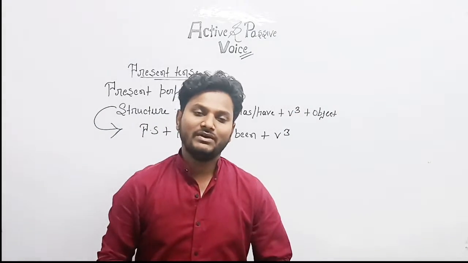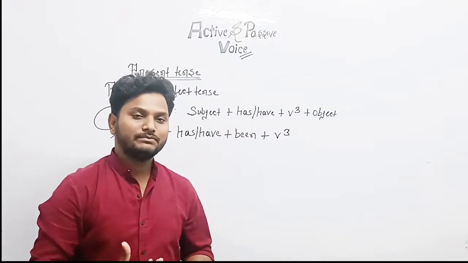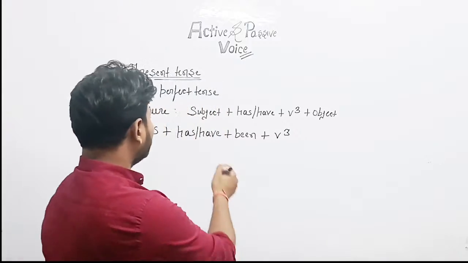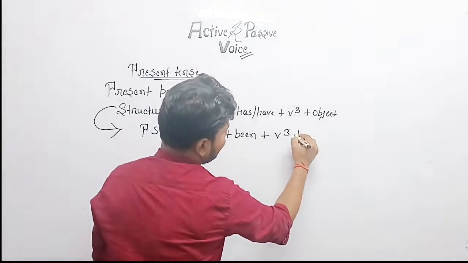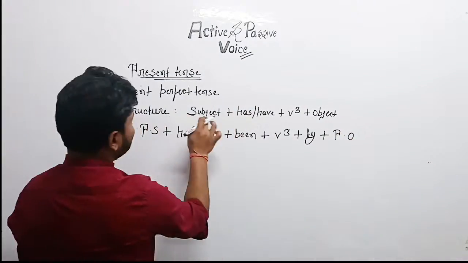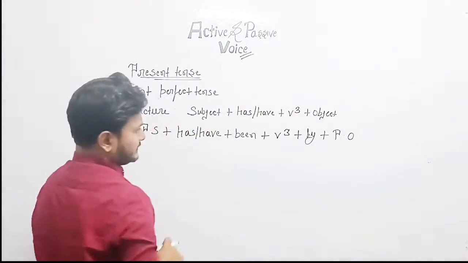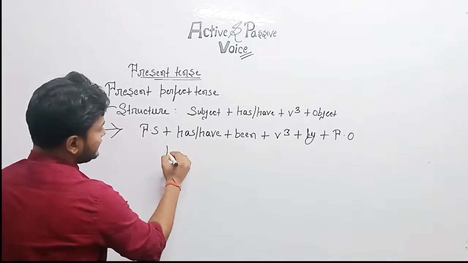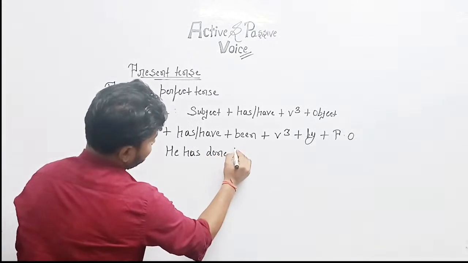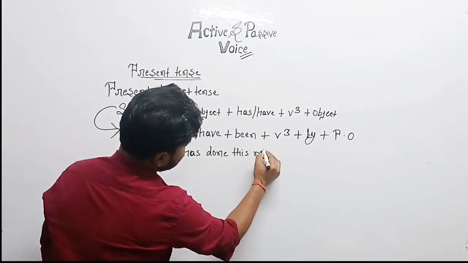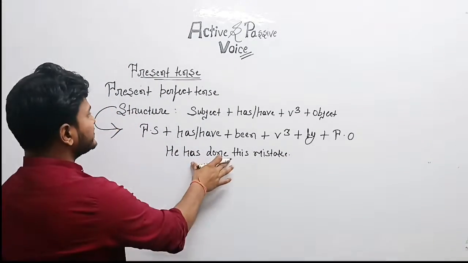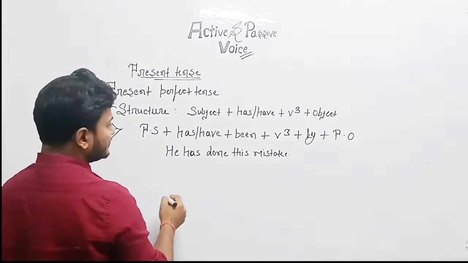because in the starting of the video I had already told you, whenever we are going to convert active into passive voice, the verb form will be past participle, that is verb 3. So here it will be verb 3. After that we have to put here "by" and then the passive object, that is the subject. Subject becomes the passive object. Now see the example. He has done this mistake. He has done this mistake. This is in present perfect tense. Now let me convert this.